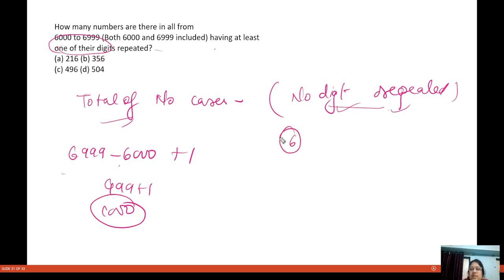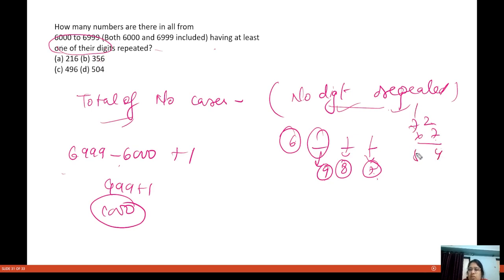So 6 will obviously always be fixed. Then we have these 3 digits left. So this can be filled in how many ways? 9 ways, because 6 we can't fill here. Then this we fill in 8 ways, and this can be done in 7 ways. So how many cases do we have? 72 into 7. So this will be 7 2s are 14, 7 7s are 49, so 504.